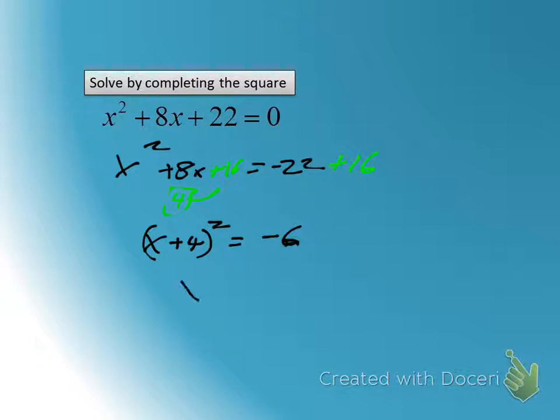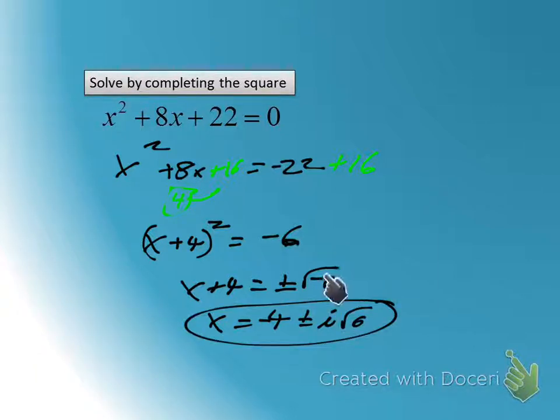Square root both sides. x plus 4 equals plus or minus the square root of negative 6. So x equals negative 4 plus or minus i square root of 6. Just like that. If 6 factor treed, you would bring it out or break it up, but it doesn't. So all you have to do is bring the i out. Make sure you move that 4 over. Alright?